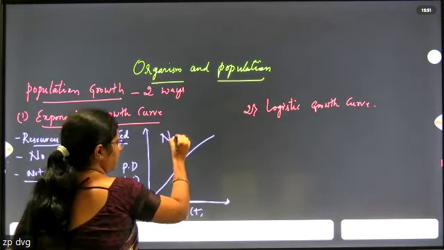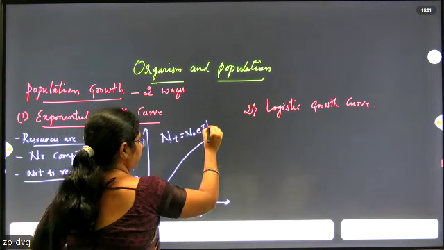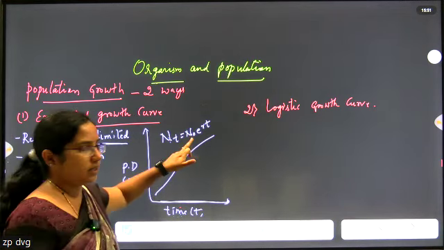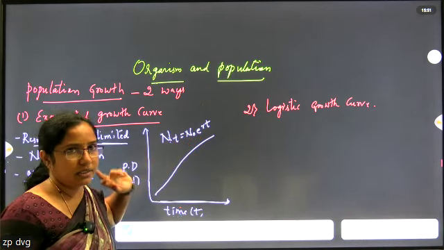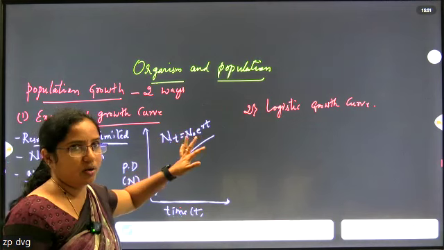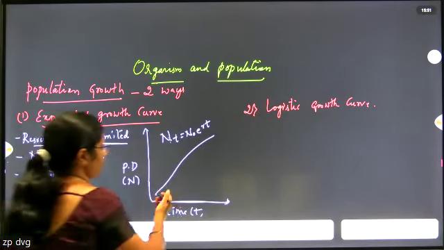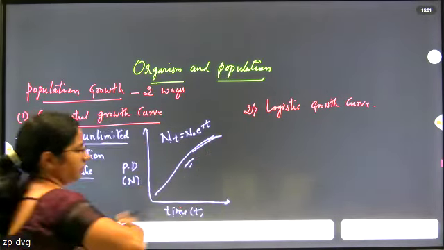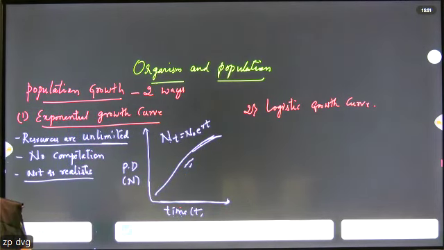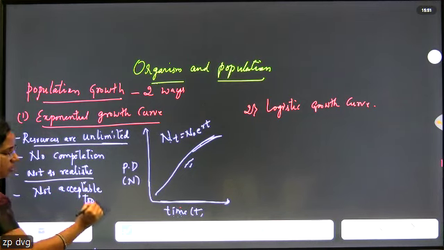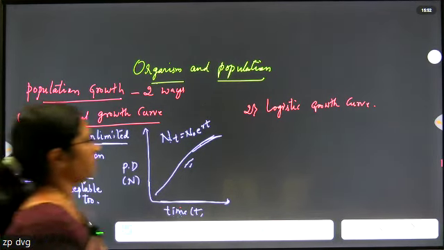According to this, Nt = N0 e^(rt) is the formula, where N0 is the population density at the initial time, Nt is the population density at time t, e is the natural logarithm base, r is the intrinsic rate of natural increase, and t is time. Such an ever-increasing population density is not possible in every case, so it is not realistic and not acceptable.